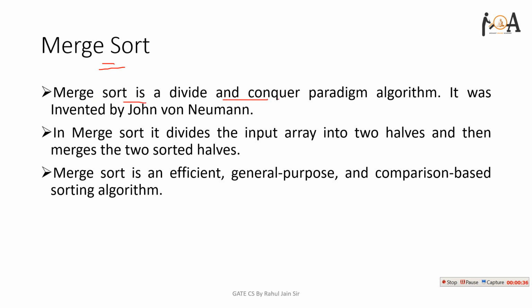Merge sort is a divide and conquer paradigm algorithm, and it was invented by John von Neumann. So the paradigm to solve the algorithm is divide and conquer, D and C. That is, suppose a bigger problem is there. You need to divide it into subproblems and keep dividing the subproblems until you get the smallest subproblem, and after that solve all the smallest problems, keep adding them, and after that you will get the solution for your bigger problem. This is the divide and conquer strategy.